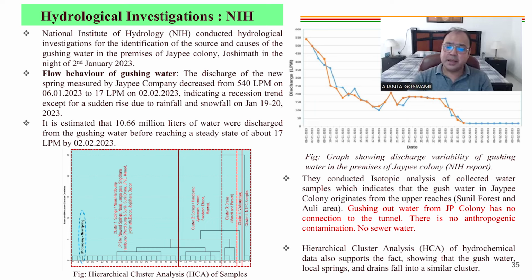They have done hierarchical cluster analysis of hydrochemical data, which also supports the fact, showing that the gush water, local springs and drains fall into a similar cluster. According to them, the gushed water and the isotopic data of the local springs as well as drains fall into a similar cluster, which indicates that the source of this water could be somewhere in the Sunil Forest and Oli area. This nullifies the theory of anthropogenic contamination, and that any water is being contributed from the tunnel, as a few people were saying. So that whole theory is nullified by the isotope study of NIH.